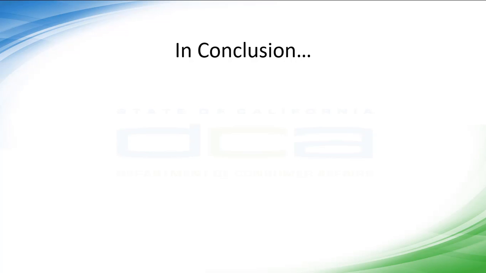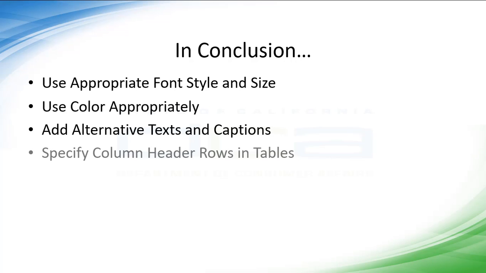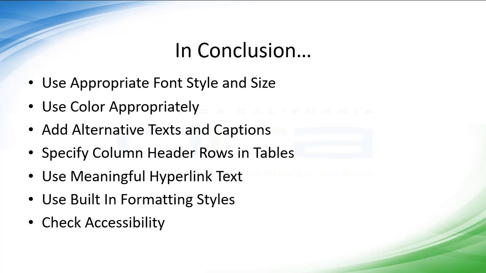So in conclusion, you want to make sure that you're following the 7 steps in order to create accessible documents using Microsoft Word. You want to make sure you're using an appropriate font style, sans serif, and size, 12 point or above, but always check for your department's preferences. You want to use color appropriately. You want to add alternative text to your images, and you can even use captions. You want to specify column header rows in tables, repeat those header rows on subsequent pages.